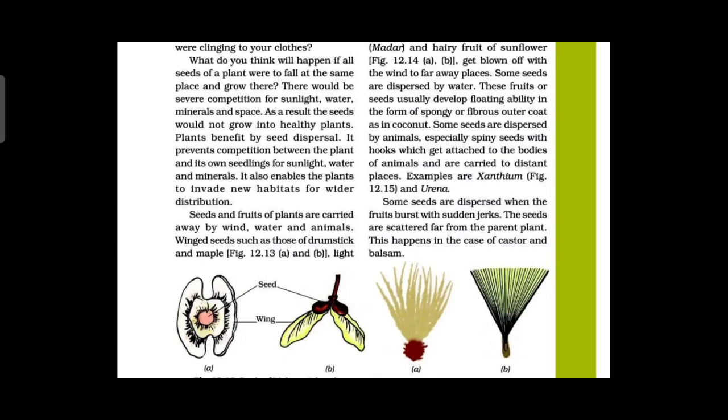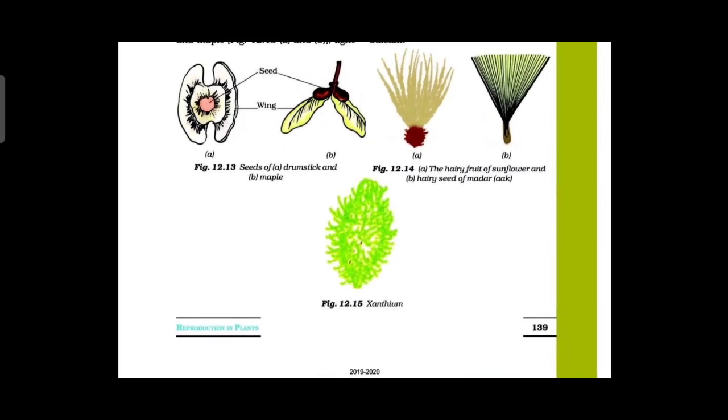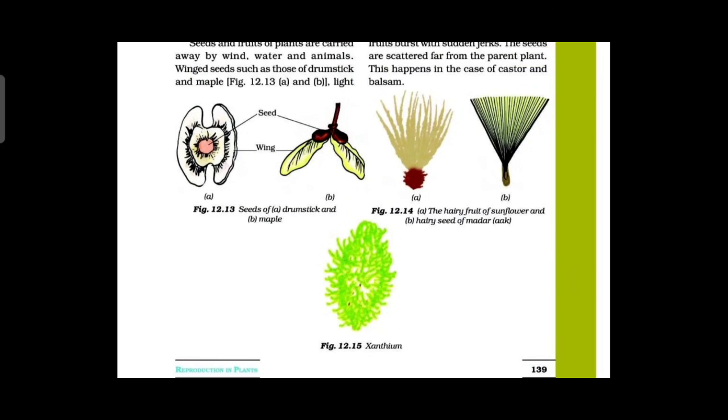Some seeds are dispersed by animals, especially spiny seeds, which get attached to the bodies of animals and are carried to distant places. What are the plants? They are xanthium and urena. See the picture. Xanthium and urena. These grow because of animals. The animal carries seeds from one place to another, from a distant place. So only they are growing in that place.